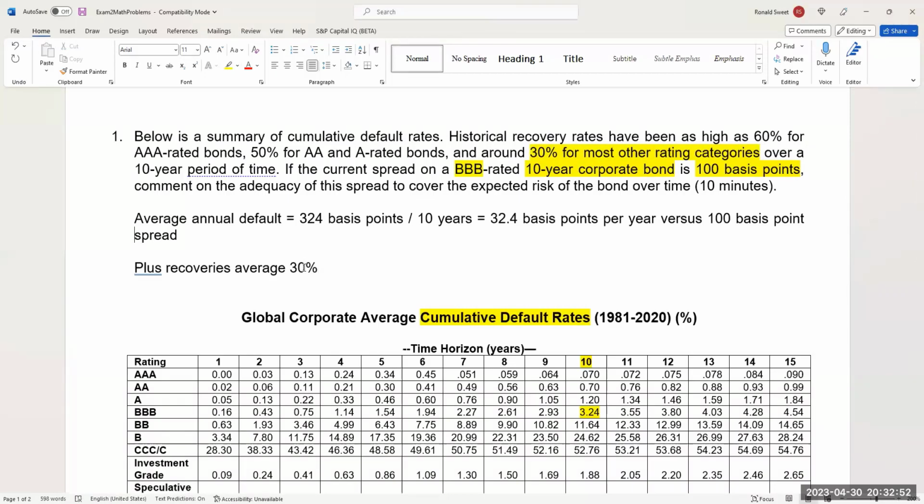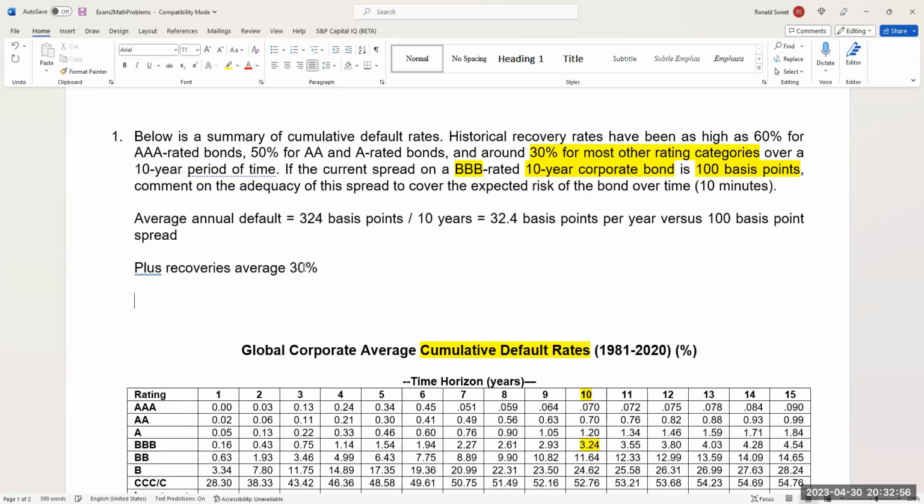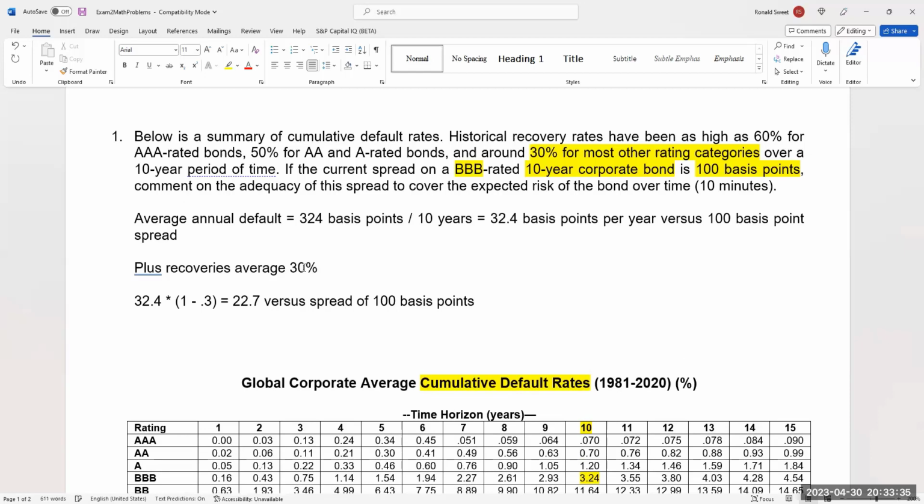So we can take 32.4 times 1 minus 30%, because we're going to get 30% of our money back. So we're going to lose 70% on average every year. We'll lose 70% of 32.4 basis points. And when you do the math on that, you should get 22.7, rounding's fine, versus our spread of 100 basis points. Therefore, the spread more than covers our expected average default losses of 22.7 basis points.